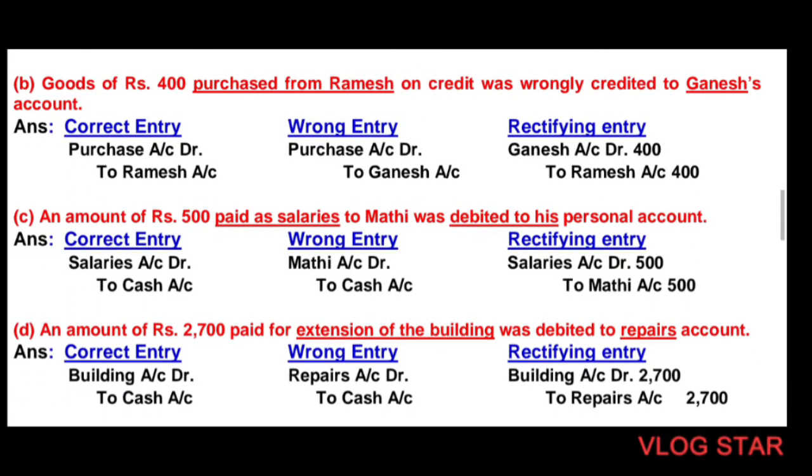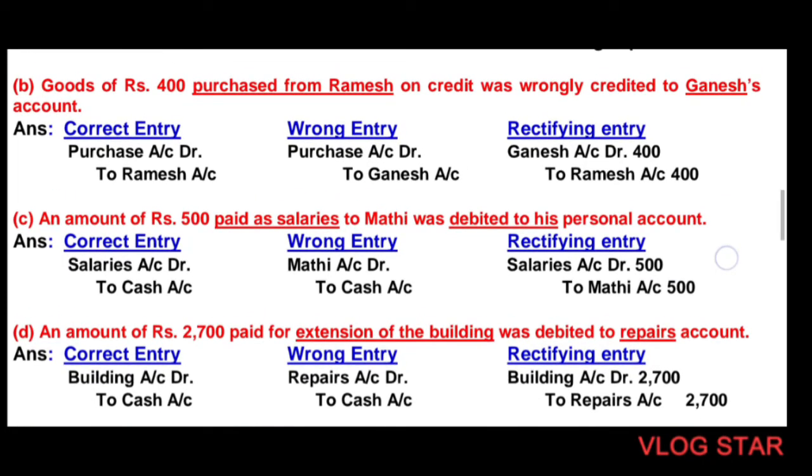Goods rupees 400 purchased from Ramesh on credit was wrongly credited to Ganesh account. So what we have to do? The purchase from Ramesh, what is the correct entry? Purchase account debit to Ramesh account. But wrongly what we did? We credited Ganesh. Instead of Ramesh, we credited Ganesh. See the wrong entry. Purchase account debit to Ganesh account.